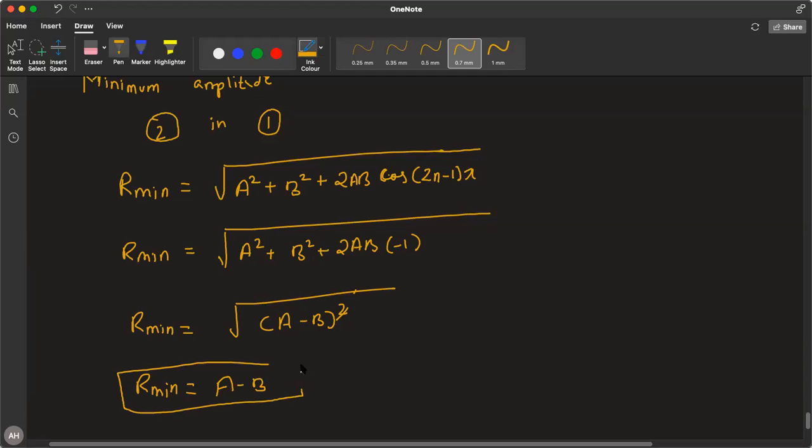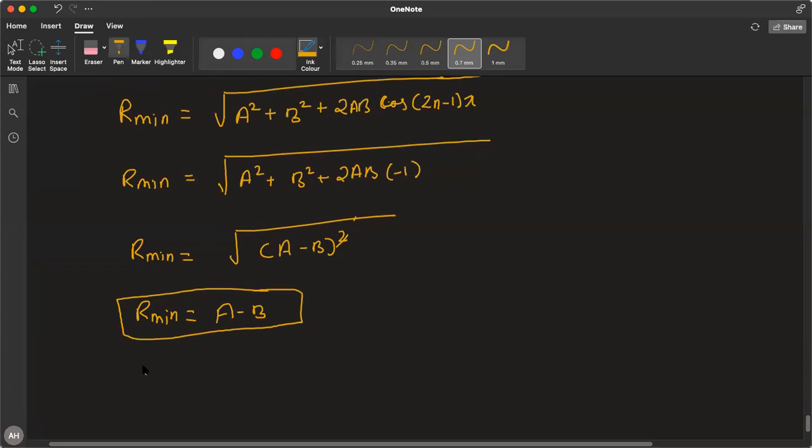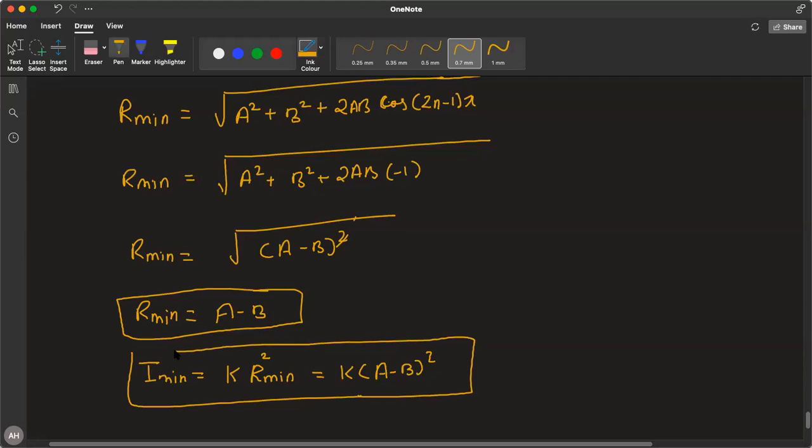Okay, after R minimum, can we calculate the minimum intensity? Yes, Noor. Can you get the value of minimum intensity using this R minimum? Yes, sir. K into R minimum square. And how much is R minimum? That's a minus b. So it's K into a minus b whole square. This is the minimum intensity, which is K into a minus b whole square.